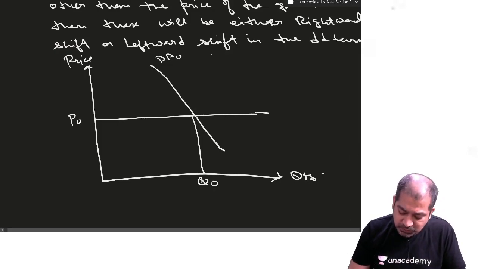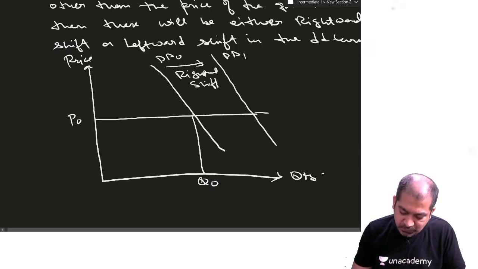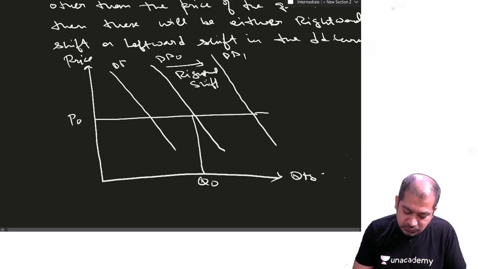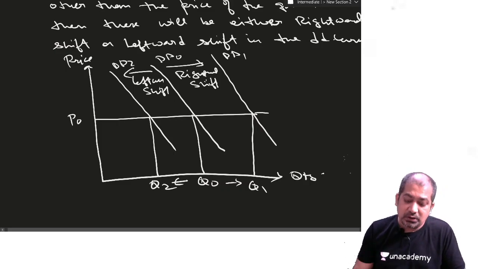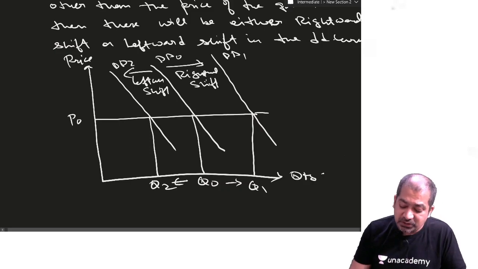So there may be a situation when the demand curve will shift to the right. Let's say from DD0 to DD1 it shifts. So this is called a rightward shift. It will lead to increase in demand, whereas there can also be a leftward shift from DD0 to DD2. So here from Q0 to Q1, there is an increase in demand, and there is a decrease in demand from Q0 to Q2. So here there is a rightward shift in the curve.